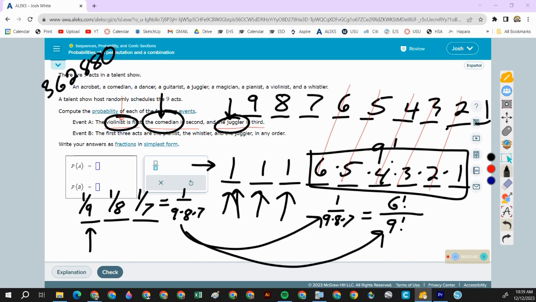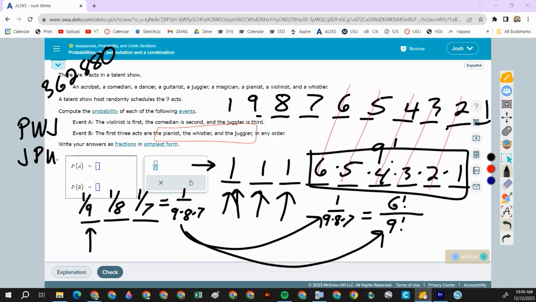Okay, the next question says, we want these three to be the first three acts, but we don't care about what order it is. So PWJ is exactly the same as JPW. How many ways are there to rearrange this? There are 9 options, and this is a combination, and we're choosing 3 of them.